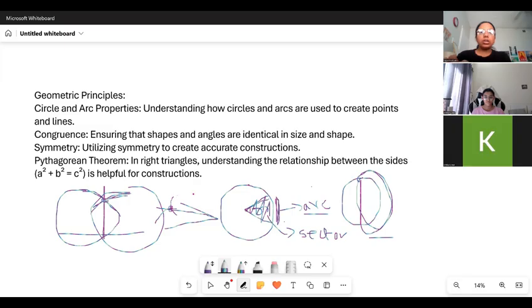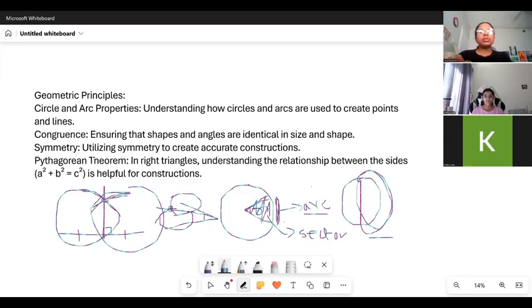And these two arcs, again, make circles of their own that intersect one another. And that's how you use circles and arcs to create points and lines. You can create bisectors with one another, perpendicular bisectors and angle bisectors too.